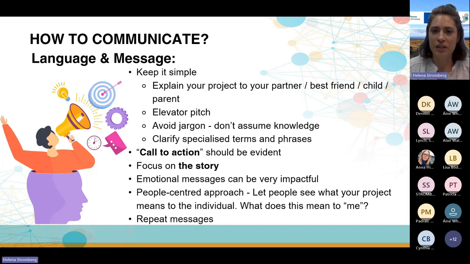And calls to action should be quite evident in your message. So if you want to have someone sign up for a newsletter or register for an event, make that message up front and center, put it in bold with links right next to it and dates right next to that call to action. So it's really scannable on a page or on whatever medium you're using. If you have a newsletter and you want someone to click on an article, add a button. It's a very simple one, but a very effective one.